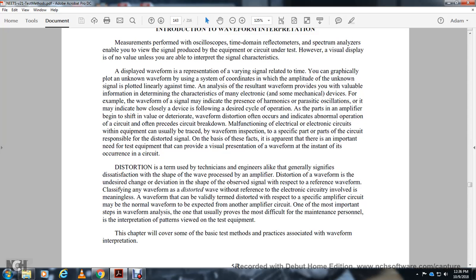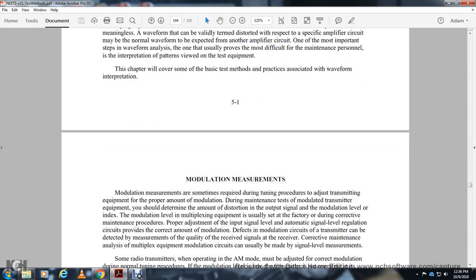One of the most important steps of waveform analysis, which is usually the most difficult for maintenance personnel, is the interpretation of the pattern on the test equipment. This chapter will cover some of the basic test methods and practices for waveform interpretation and modulation measurement.